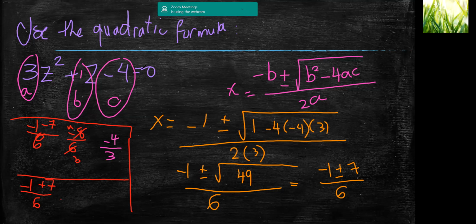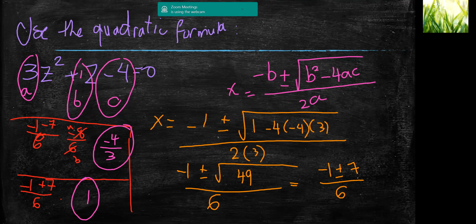The second one here, negative 1 plus 7 is positive 6, over 6, which is 1. So I have 2 solutions here: negative 4 over 3 and 1. Is it clear? Yes. Teacher, so I can use the quadratic formula for all the equations other than x squared plus 81?